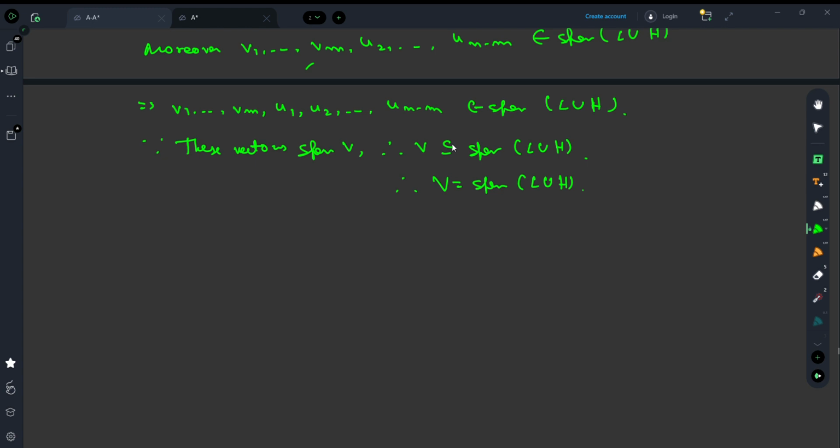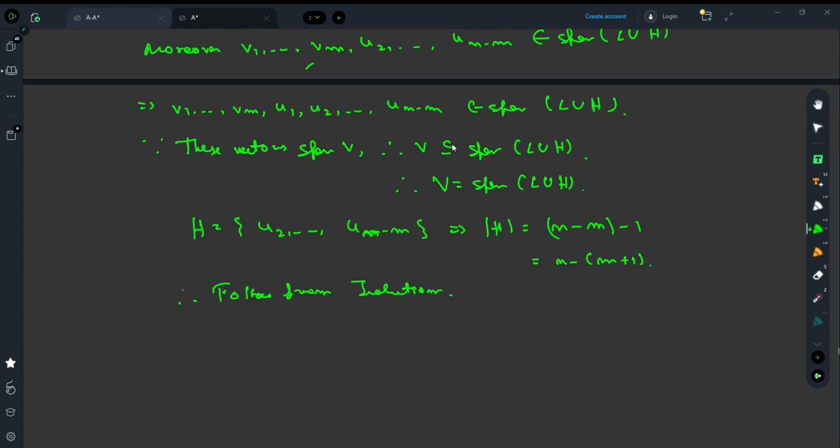Moreover, observe one thing which we have not proved yet, which is the inequality of L and N and M. What is the number of elements in H? Observe that H contains the elements U2 till UN minus M, which implies the number of elements in H is N minus M minus 1, because U1 is not there. So it's N minus M plus 1, and that's exactly what we wanted to prove. So therefore it follows from induction.